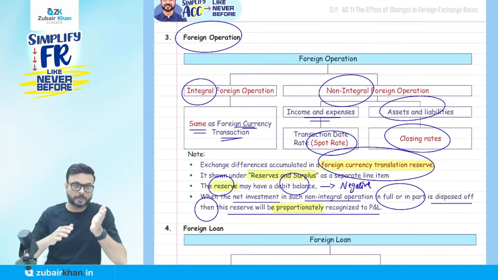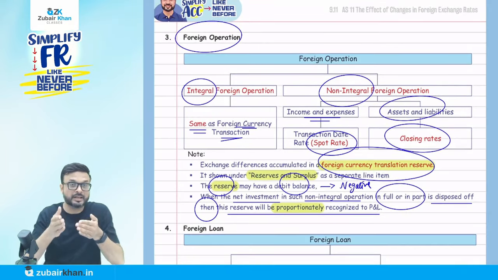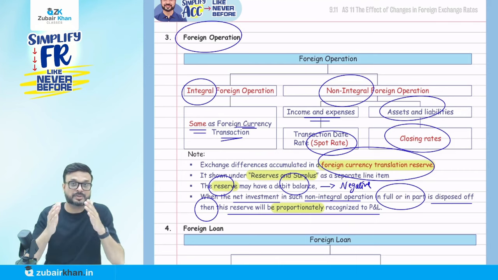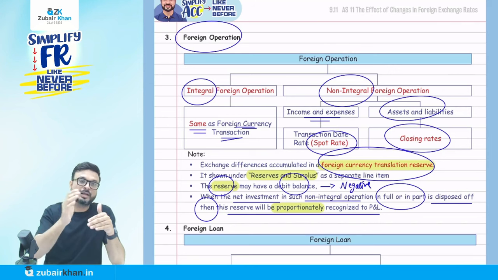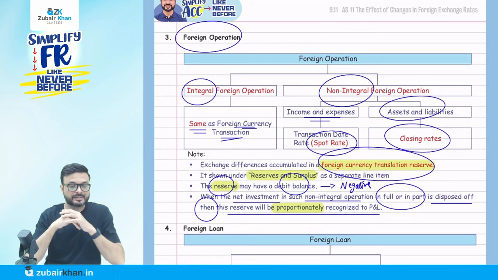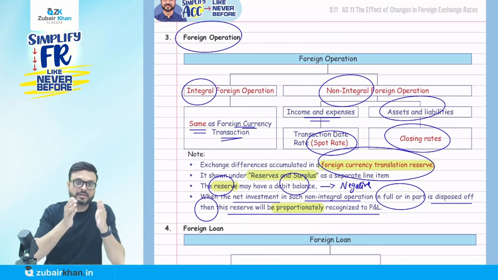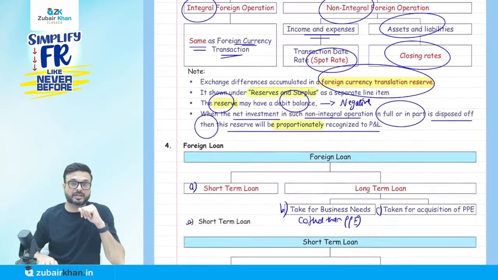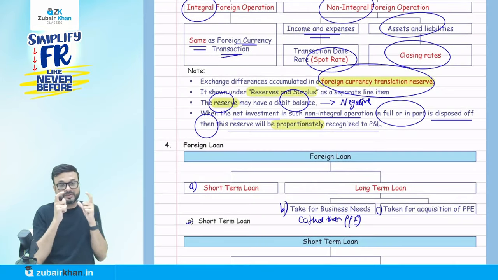If it is a foreign operation, it is integral or non-integral. For integral, the treatment is the same as for the foreign currency transaction. If it is non-integral, income and expenses will be recorded at the spot rate and assets and liabilities will be recorded at the closing rate. But all the difference will go to the foreign currency translation reserve account, which will be part of reserves and surplus. If it is a debit balance, it will be shown as a negative figure. It will appear under reserves and surplus only.